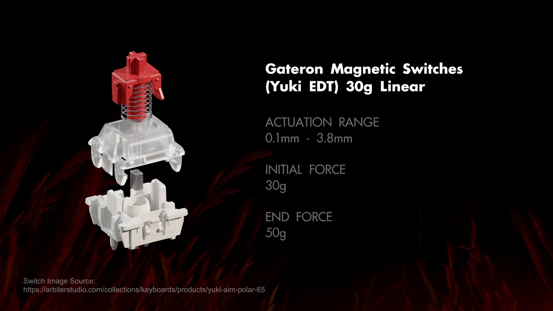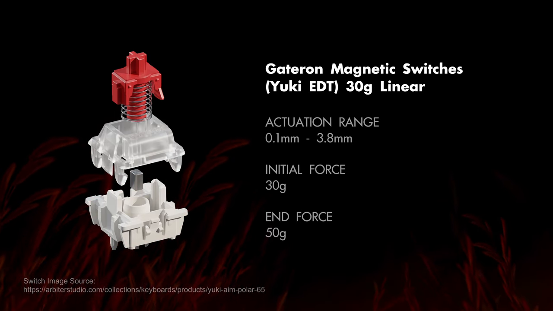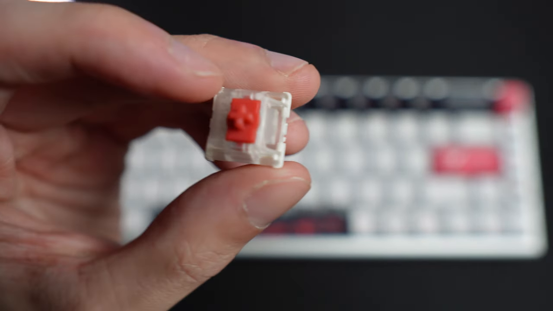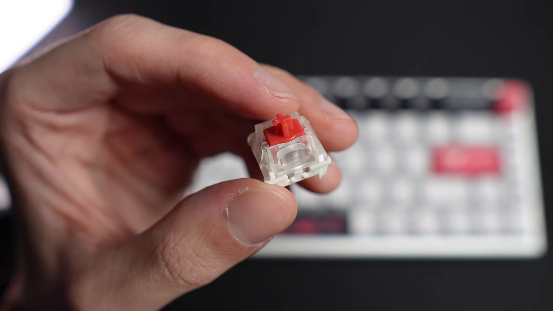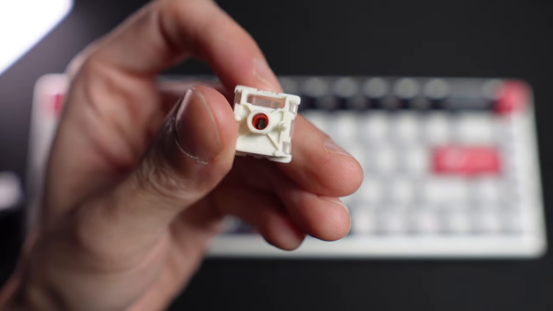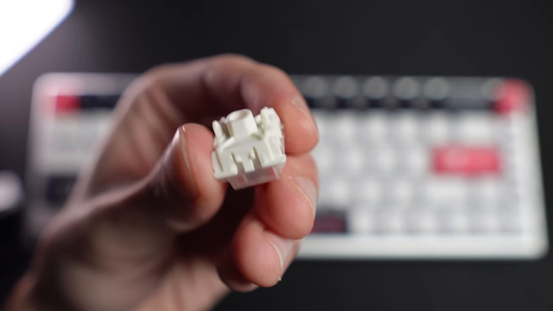And for the Yuki Aim edition, it's a little bit different. It comes with Gateron magnetic switches. These are what I believe to be KS20s, but in a different colorway to match the theme of this edition. These are 30g linears with an actuation range of 0.1 to 3.8mm, initial force of 30g, and the end force of 50g.